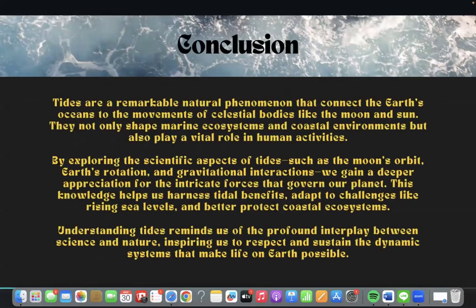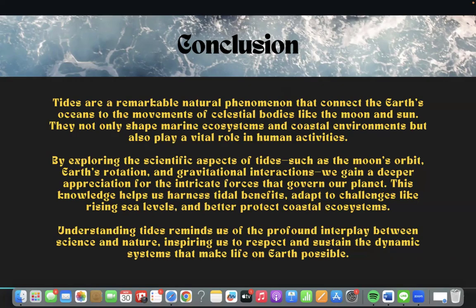Right, so what have we learned from this presentation? In conclusion, tides are a natural phenomenon linking Earth's oceans to the movements of the moon and the sun. They help shape marine ecosystems, coastal environments, and human activities. By studying them, we can better understand the forces that shape our planet. This knowledge also helps us use tidal energy, tackle rising sea levels, and protect our coastal ecosystems.